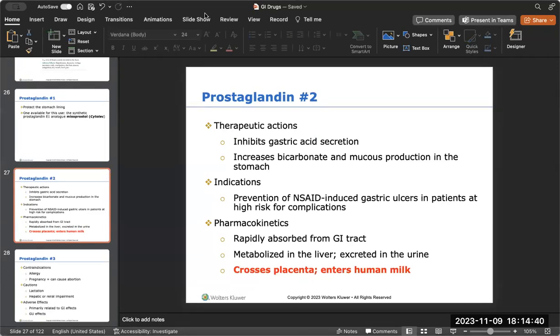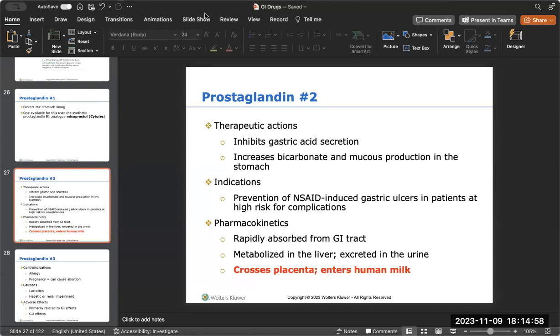But misoprostol can cause an abortion or a miscarriage. That is what we want to tell them. They should not become pregnant if they're taking this, okay? These can help with ulcerations in patients that have NSAID-induced gastric ulcers. Like I said, NSAIDs can cause GI ulceration.